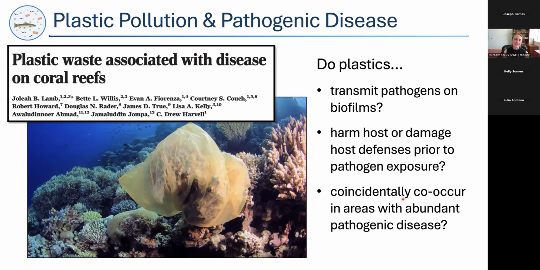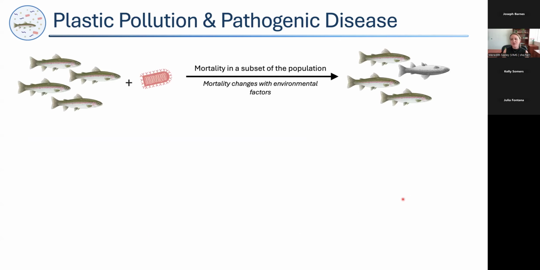So we know that plastics have biofilms and, as has been shown, sometimes those biofilms have higher degrees of pathogen load on them. It could be the case that plastics harm the host or cause some sort of damage prior to the pathogen being introduced that makes that pathogen more successful at infecting that host. Or it could be the case that pathogens and plastics just coincidentally co-occur, like places where we have a lot of plastics, we also have a lot of disease spreading around, probably from anthropogenic impact. So a place that we realize that this might be a particularly relevant question is in fisheries.